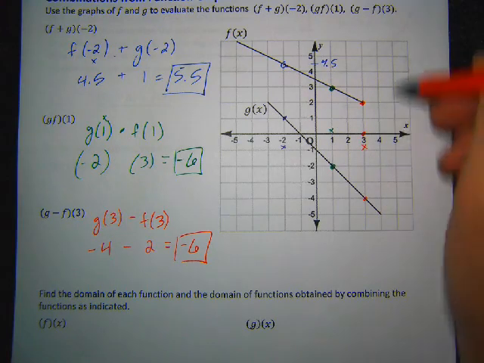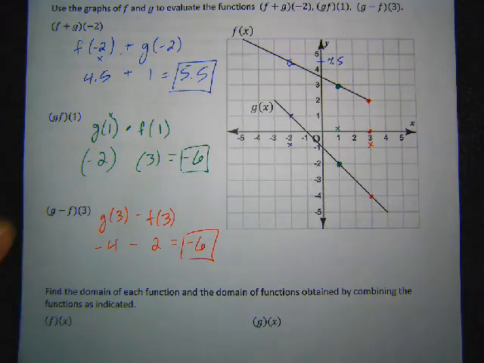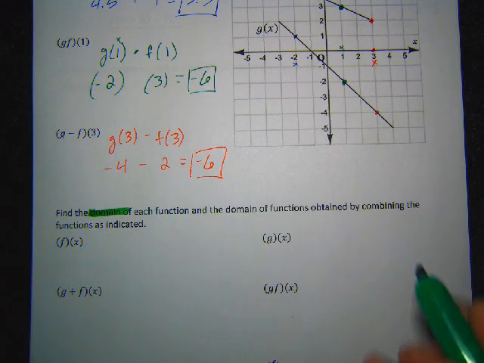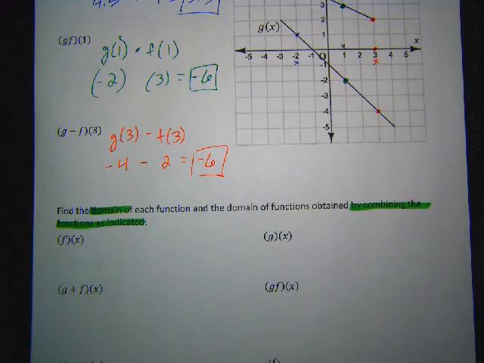Or you go to 5 and it doesn't work for either graph. So you can only do this for certain numbers. So you do have to worry about the domain of these functions. Now the domain of these functions, again, is the domain you get by combining the functions as indicated.